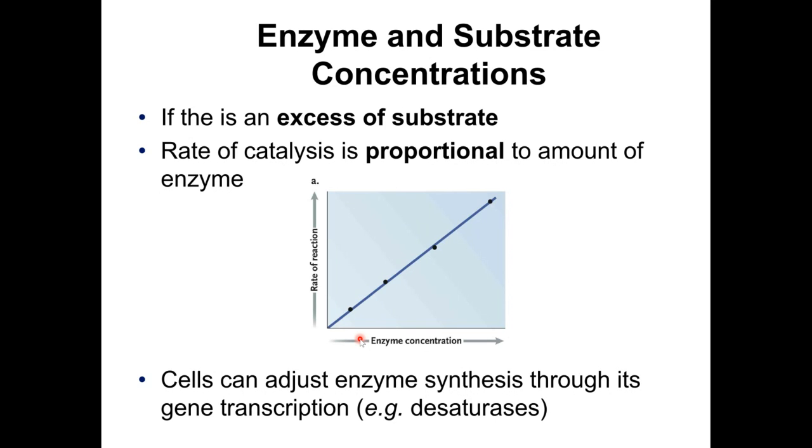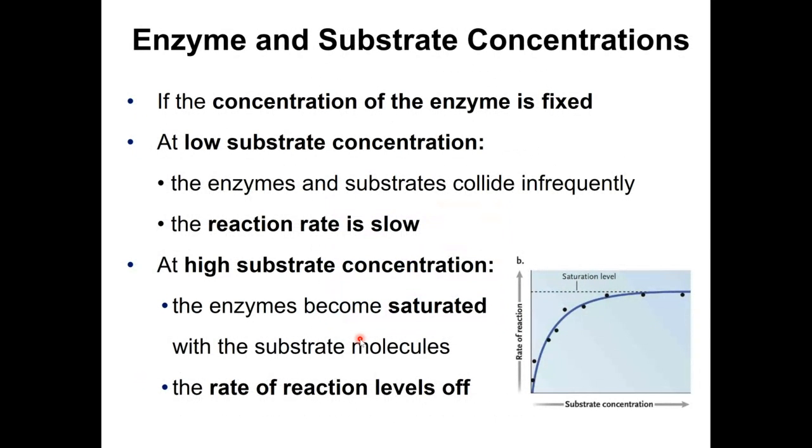You can see how, if you have unlimited substrate, unlimited clients, how fast you can serve these clients, how much you can convert this substrate into product, is proportional to the amount of enzymes, which will be the employees working in the store. Now, this is different if you have a certain amount of enzymes and different concentrations of substrate.